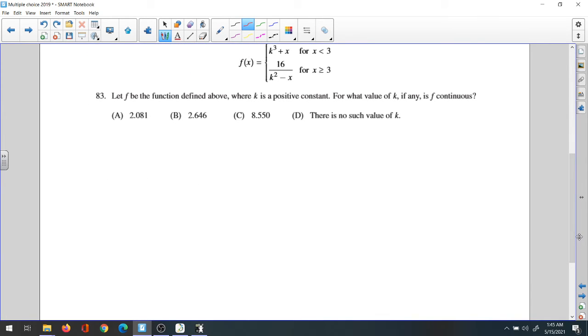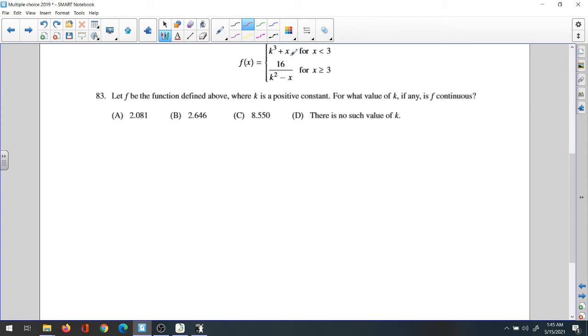Question 83. The multi-step function is k to the third plus x when x is less than 3, and 16 over k squared minus x when x is greater than or equal to 3. Let f be the function defined above, where k is a positive constant. For what value of k is the function continuous?